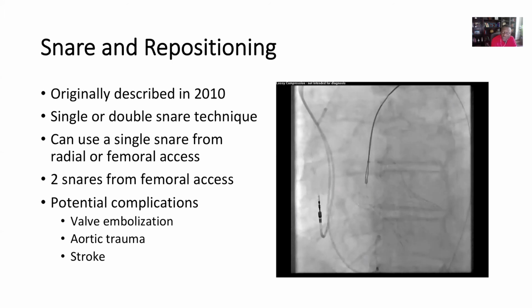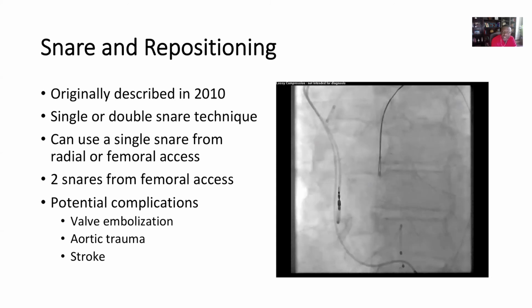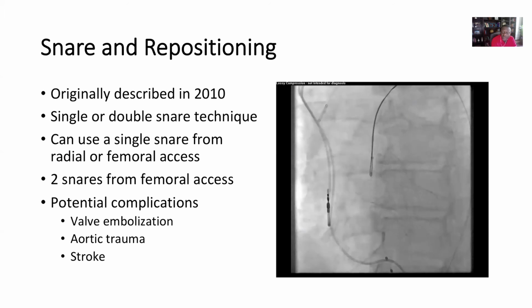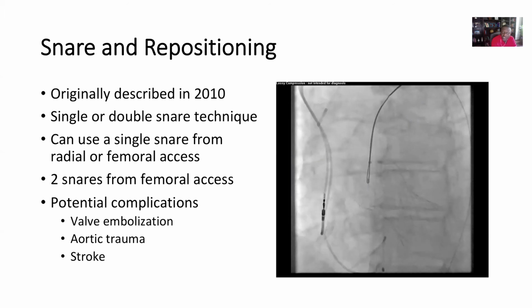Potential complications include valve embolization. You may pull too hard and the valve now moves into the aorta. You could have aortic trauma as you pull the valve, and you could end up with a CVA with the release of debris from all the pushing and pulling. That's a risk of having a stroke in this kind of scenario. So one has to be really careful.